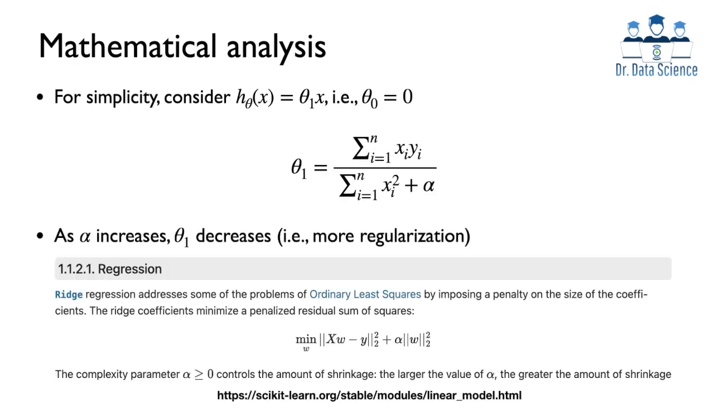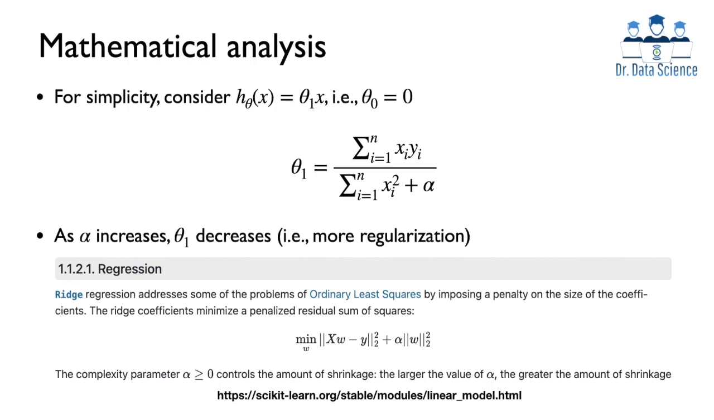And here is the simplified result that you can see: theta 1 is the summation of xi yi's over the summation of xi squared plus alpha. So what does this mean? What this means is that when we increase alpha, the regularization parameter, then theta 1 should decrease, right? So in other terms, we can say that the strength of regularization is proportional to this parameter alpha. And that's like the key thing to remember here.